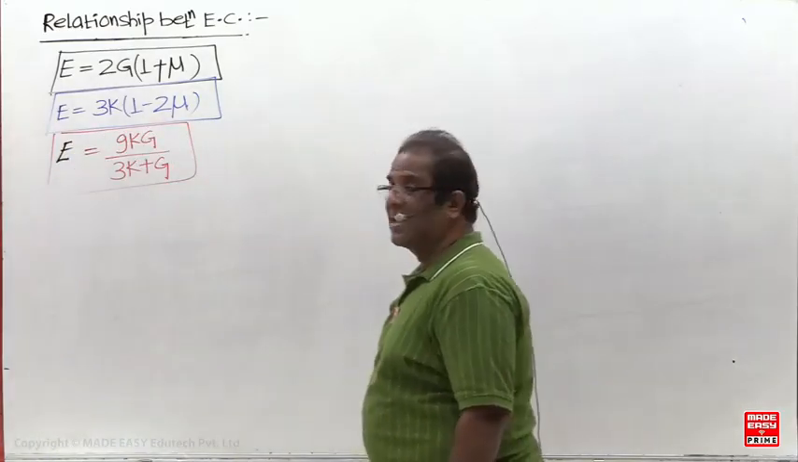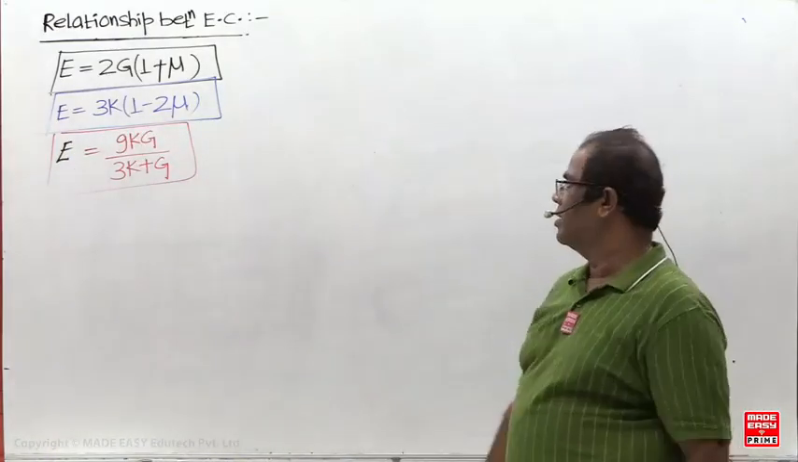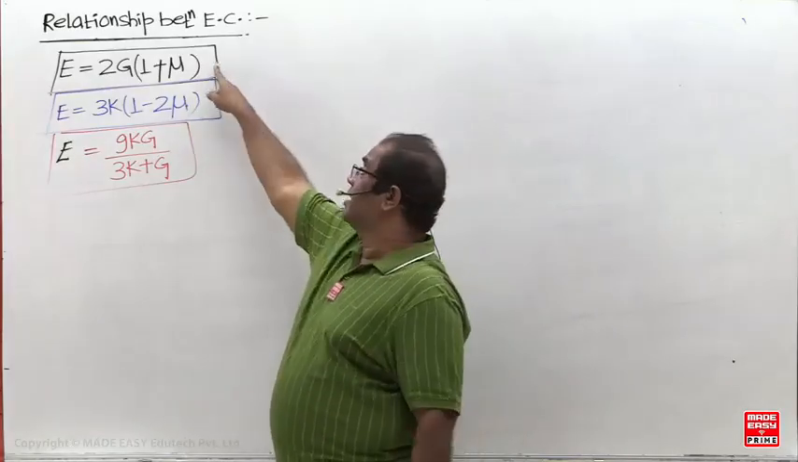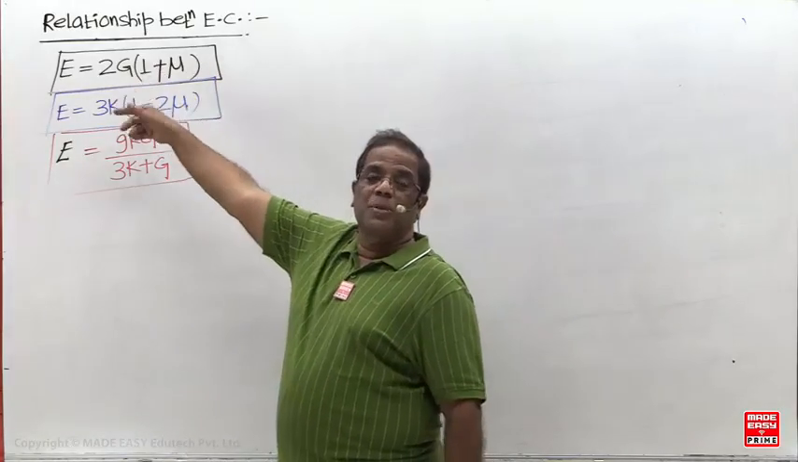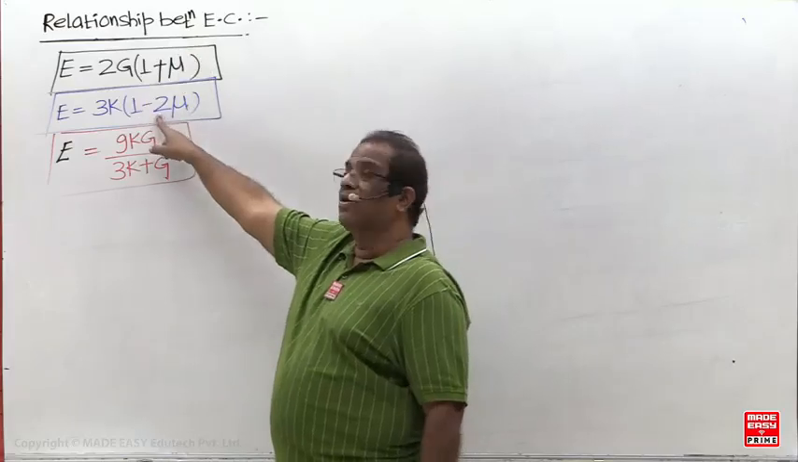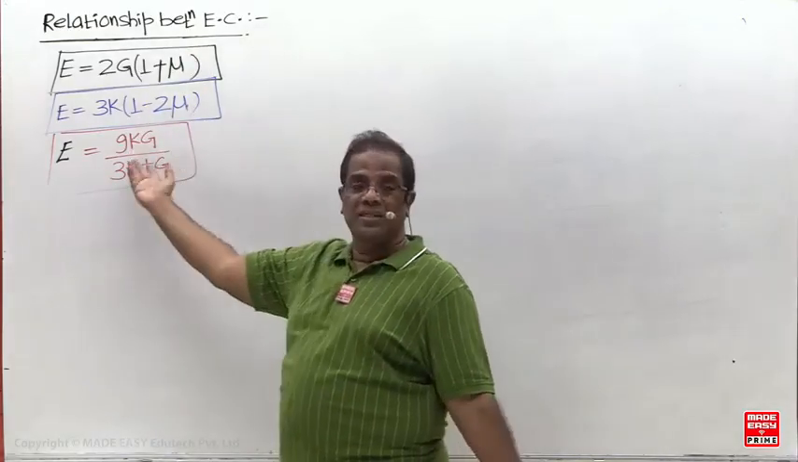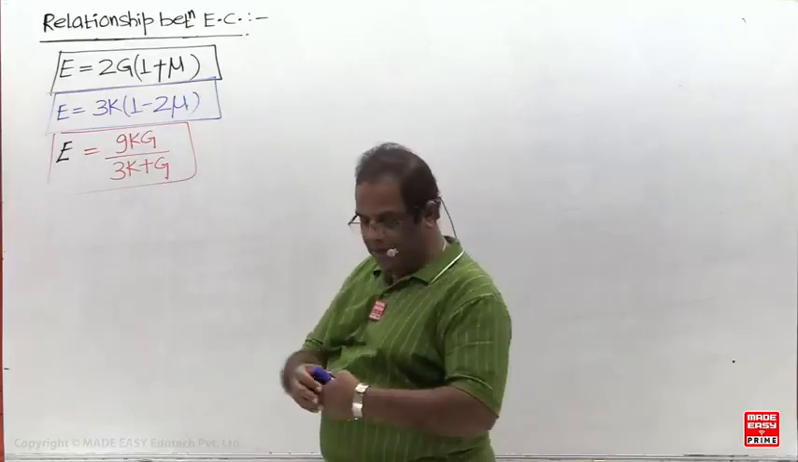E is equal to 9KG upon 3K plus G. So try to remember these relations. What is the first relation used for? Since you know E and mu, you can find G. From the second one you can find K. And from the third one, if you know two out of these three, E, K, G, the third one can be determined.